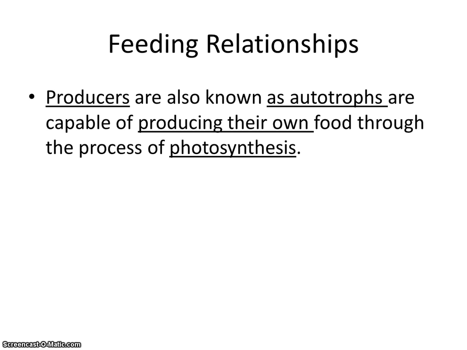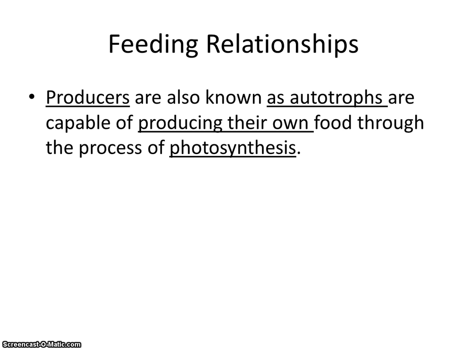So let's get started. So feeding relationships, that's what we're going to focus on first within a food chain. And you have two types of organisms. You have producers and you have consumers. So producers are also known as autotrophs because they're capable of producing their own food through the process of photosynthesis. And we'll learn in more detail about what photosynthesis is later. Just remember, producers make their own food. That's why they're called producers. They're producing, they're making something. Autotroph literally means self-feeding. Auto means self, troph means feeding.